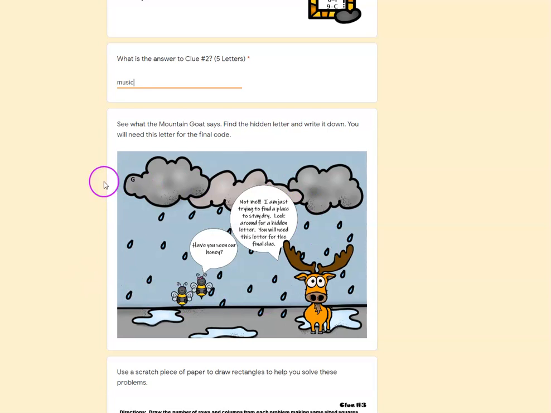If I look around, I can see G. So I'm going to write down G next to where I wrote the L, because those letters are separate from these little clues, and that's going to be for a clue at the very end. So right now, for those hidden letters, we have L and G.